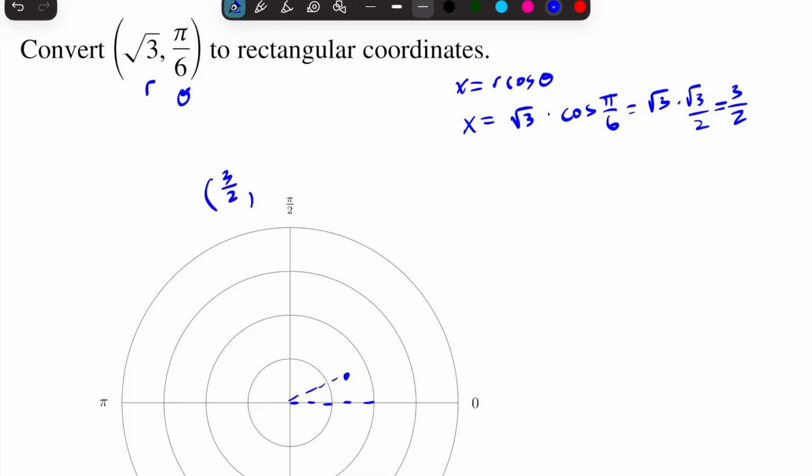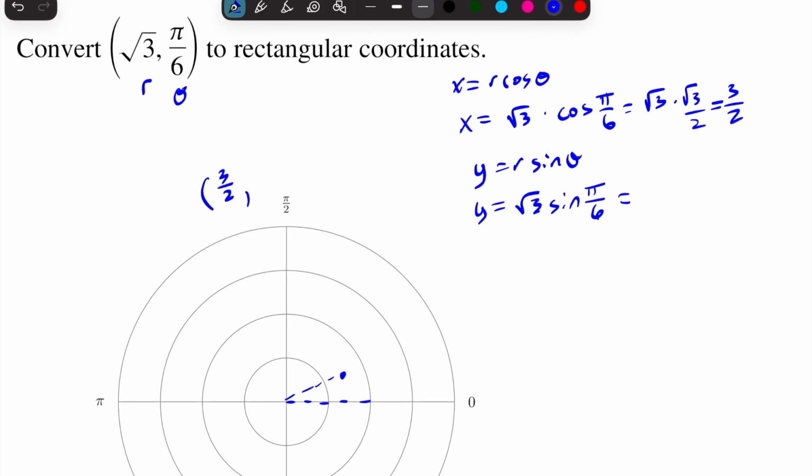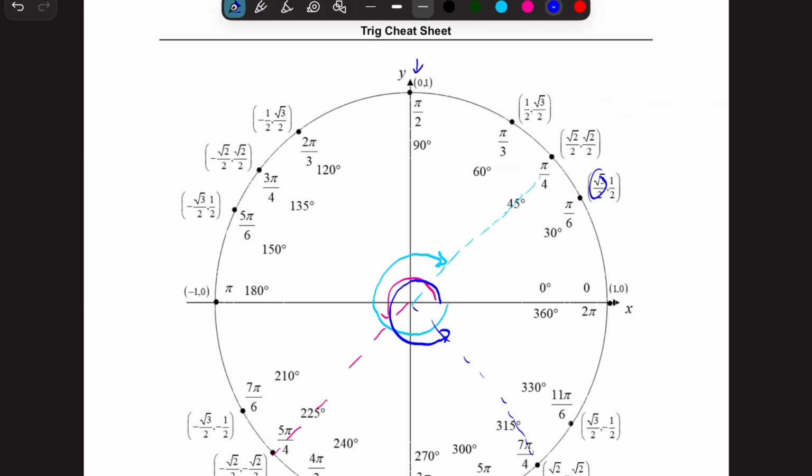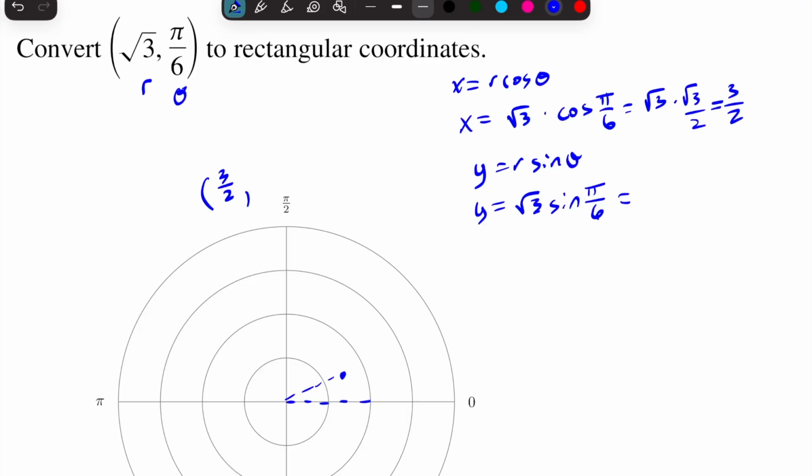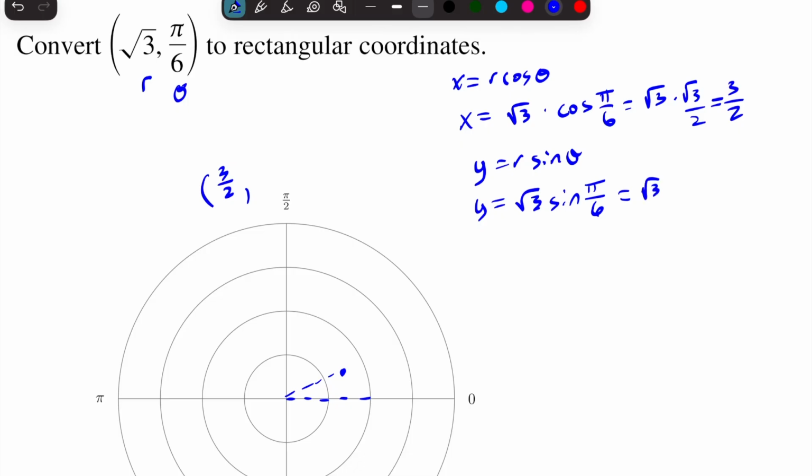All right, to get our y coordinate, we get y equals r sine theta, which is root 3 times sine pi over 6. Again, let's go to our unit circle. Sine pi over 6 is 1/2. So I get root 3 times 1/2, which is just root 3 over 2. All right.